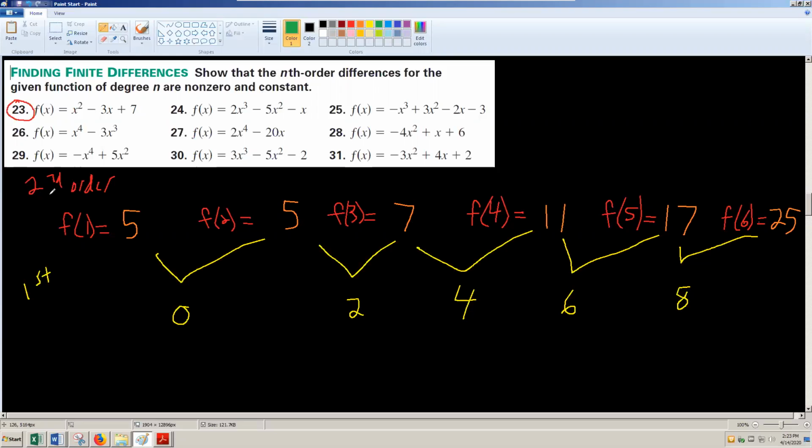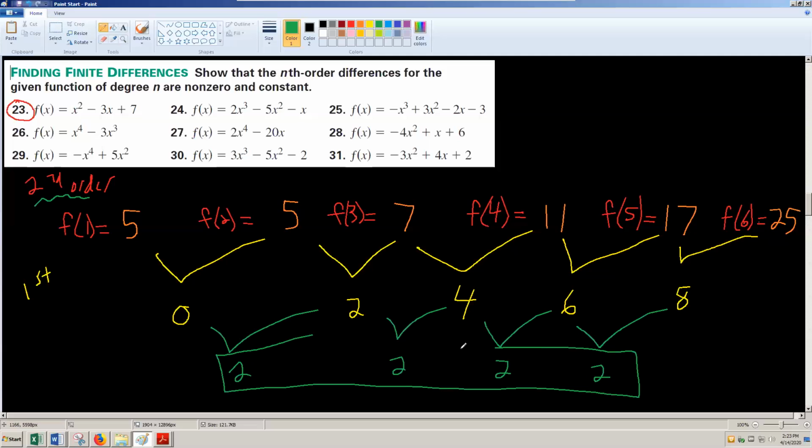Because before we said we know we're going to go to second order differences. So do it again. 8 minus 6 gives me 2. 6 minus 4, 2, 2, 2. So now I have shown I have second order differences here by showing that these are non-zero and constant. That's it.